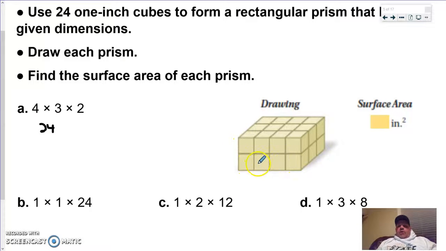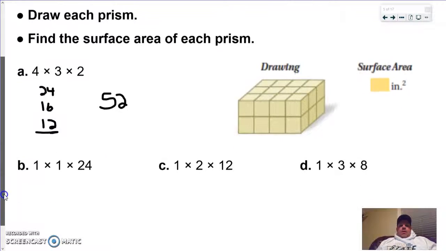On the front, I have a 4 by 2. A 4 by 2 is 8. There's 8 more on the other side, so we have 16. On the sides, I have a 3 by 2. That's 6. There's 2 sides again, so this makes 12. So when we add these up, we should have our answer of 52 square inches or units or whatever we're calling them at that time.